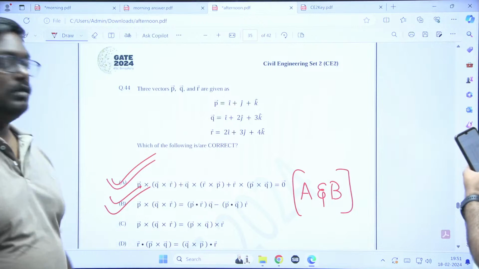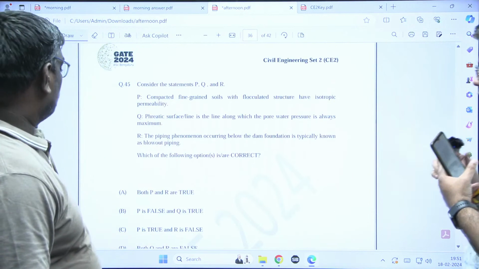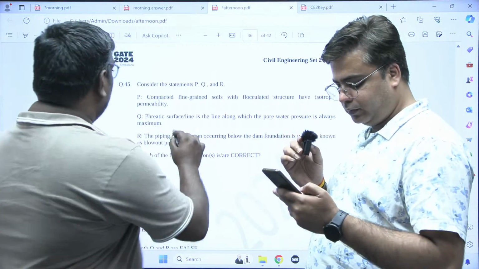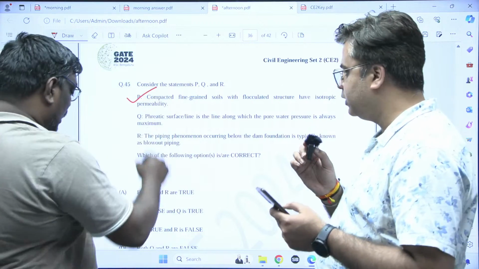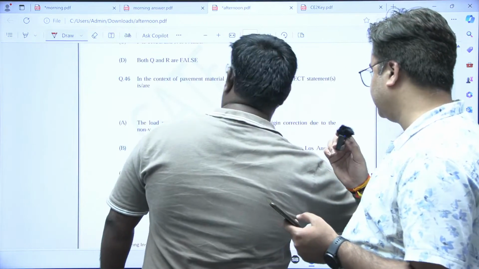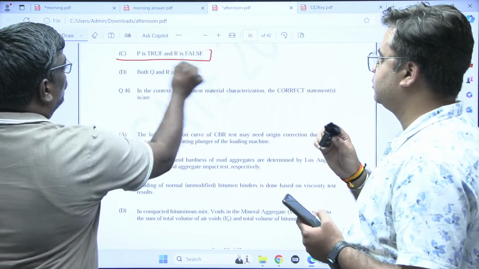Now, moving to question number 45. I think here we have two answers. In some questions, the first statement might be true, Q and R are false. Sir, what is the answer? Option C and option D are the correct answers for this. See, students, P is true, Q and R are false.